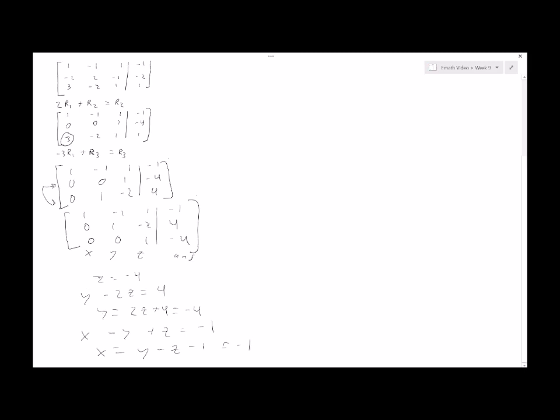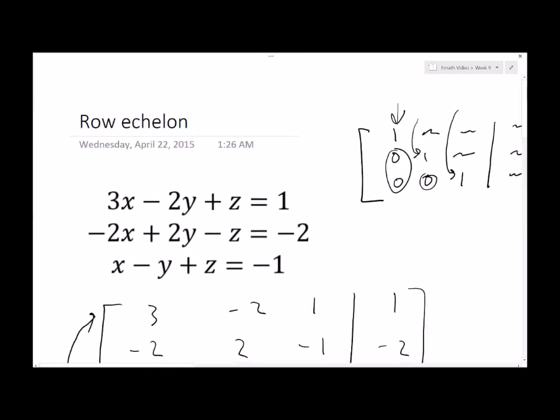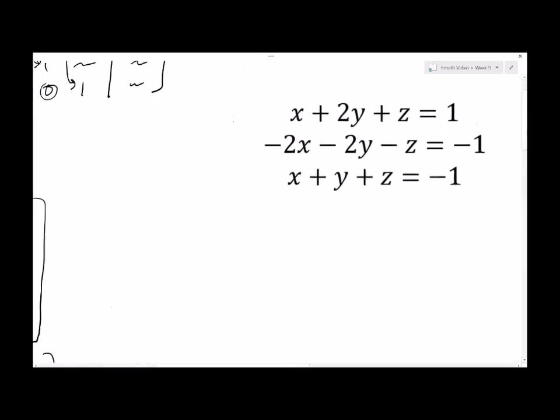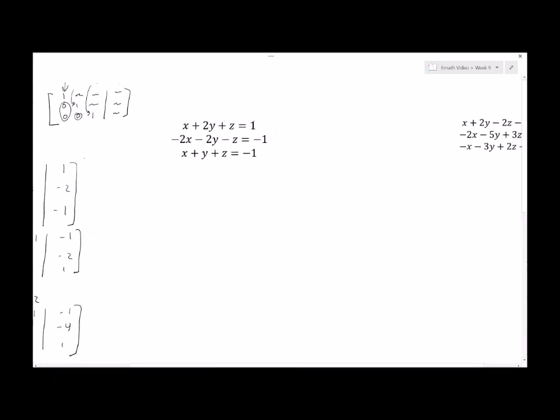It's a lot simpler than trying to solve here in the original. You would have had to solve for x in one of them, plug it into the other one, then solve for y in that one, and plug it into the last one. Something very finicky like that. Alright, let's do another 3x3.